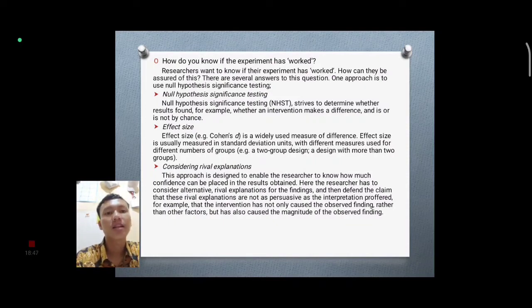Considering rival explanations. This approach is designed to enable the researcher to know how much confidence can be placed in the result obtained. Here, the researcher has to consider alternative rival explanations for the findings and then make the claim that these rival explanations are not as persuasive as the interpretation proffered. For example, that the intervention has not only caused the observed finding rather than other factors but has also caused the magnitude of the observed finding.